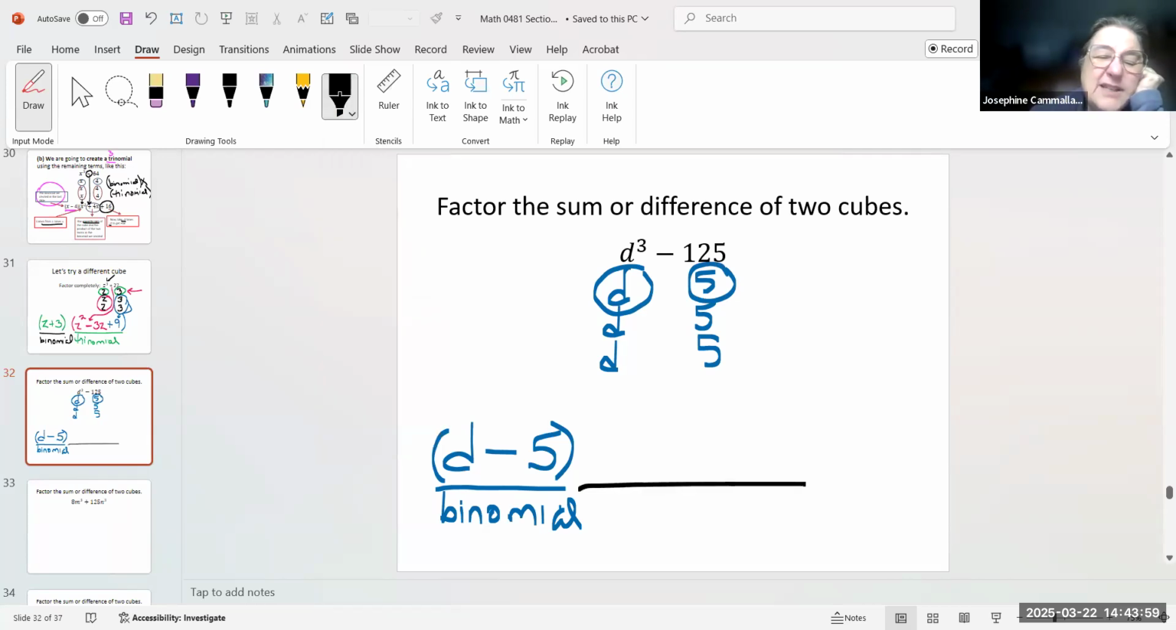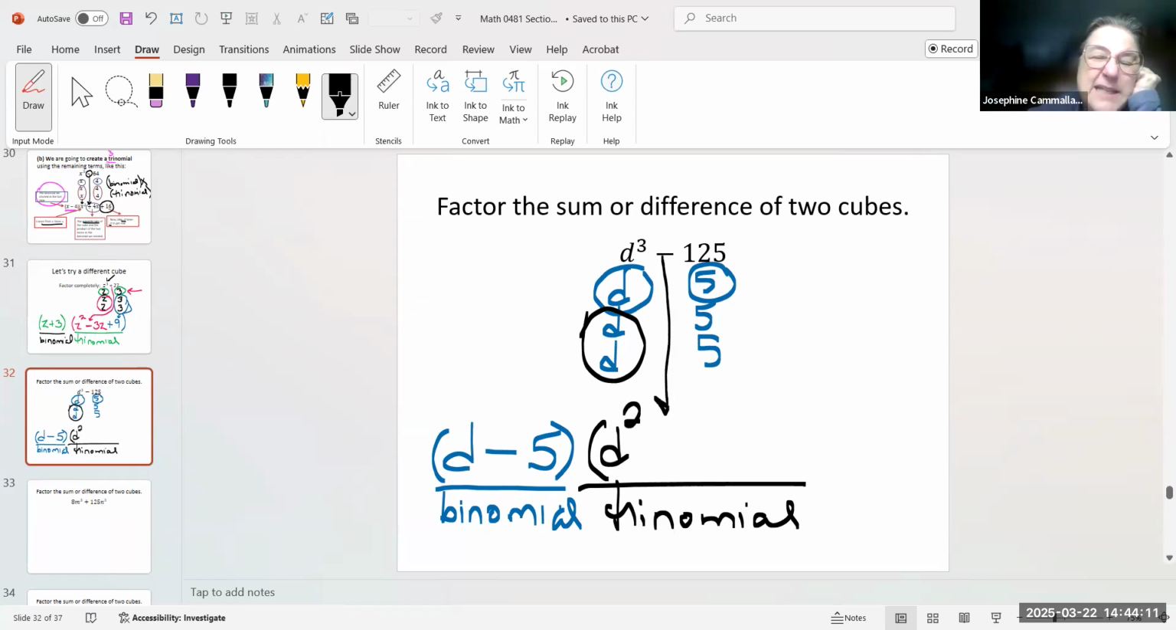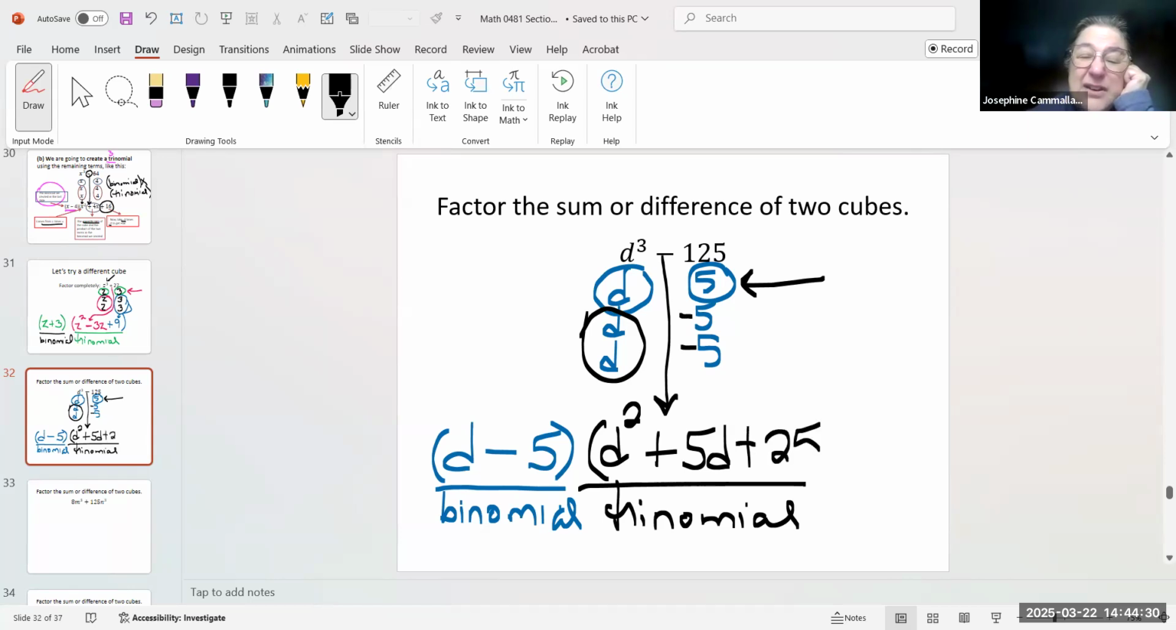Now what comes next is my trinomial. Well, that's where these two D's come in. D squared. Now the opposite sign is plus 5D. These two terms that I just started with, 5 and D, multiply together. And don't forget, negative and negative is going to give me always a positive. 25.